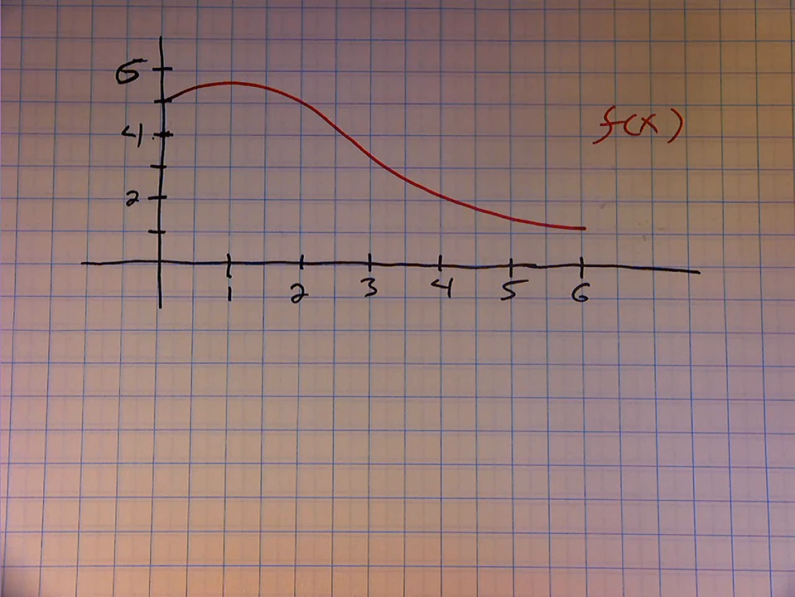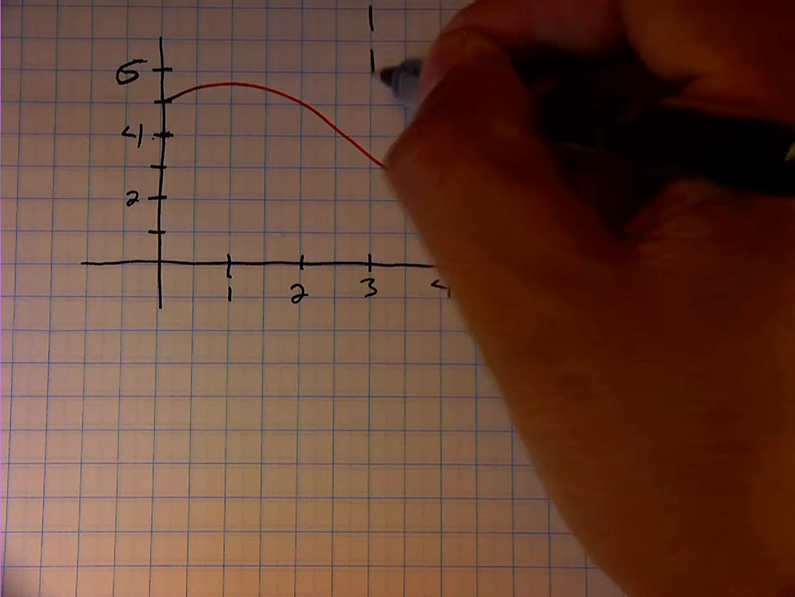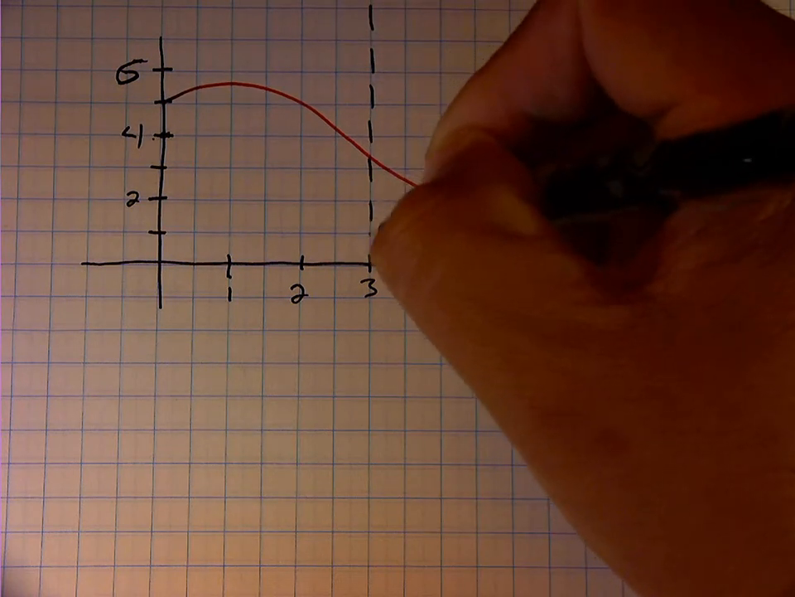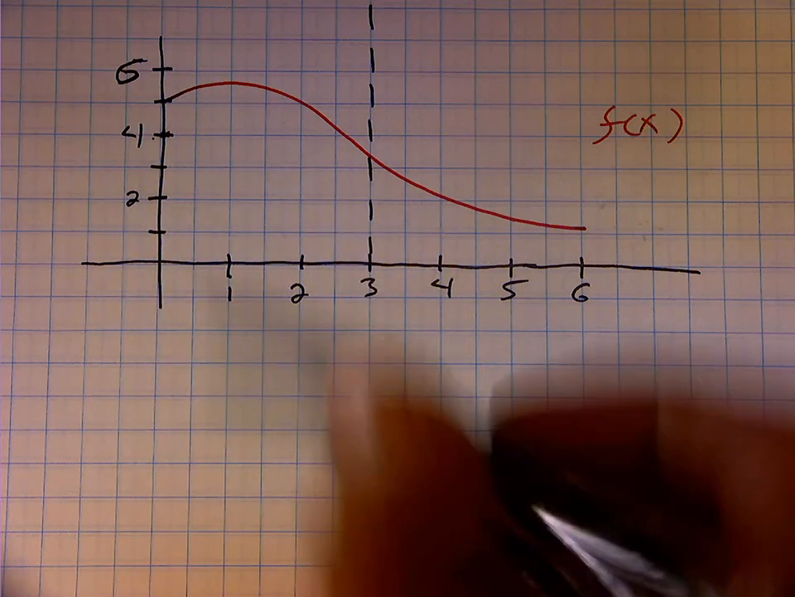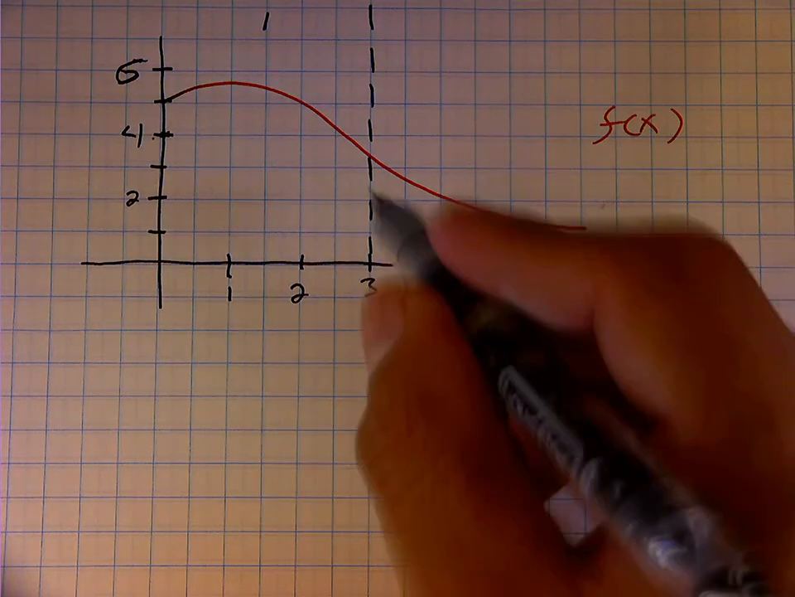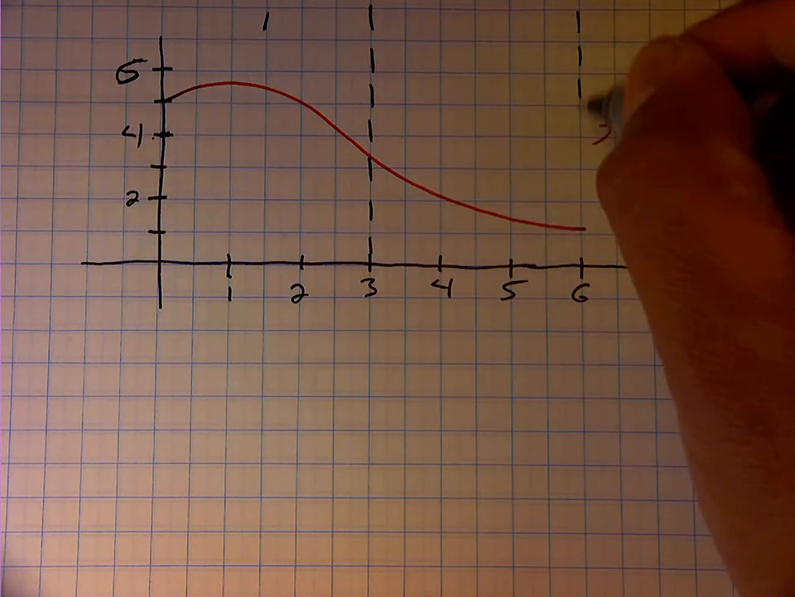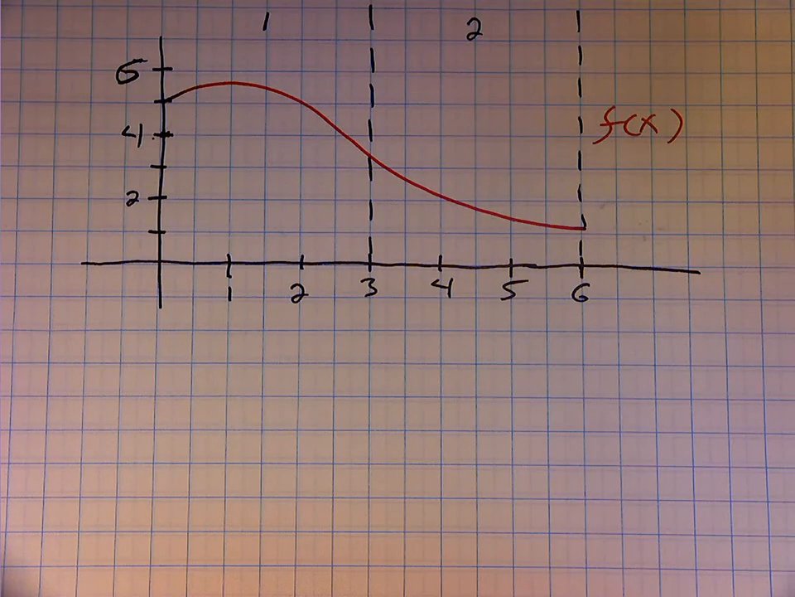I can make the rectangles of any width I want to, but we're going to keep it standardized. If I'm going to split it into 2 rectangles, I'm going to make the width of the rectangles equal. So, I'm going to split my graph exactly in half. Between this wall and this wall, I'm going to place 1 rectangle. And between this wall and this wall, I'm going to place my second rectangle.